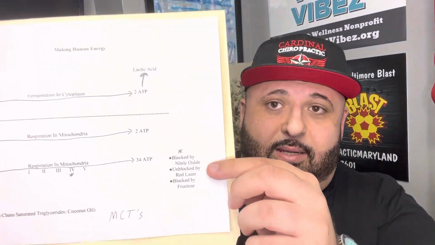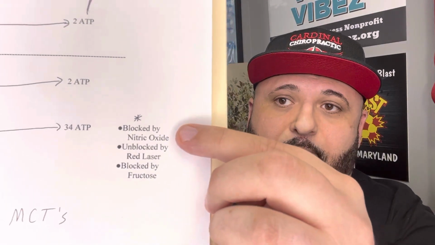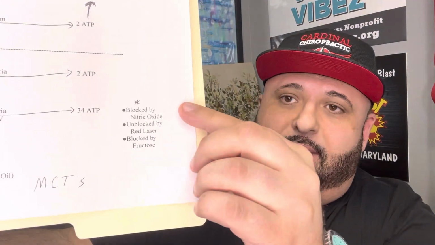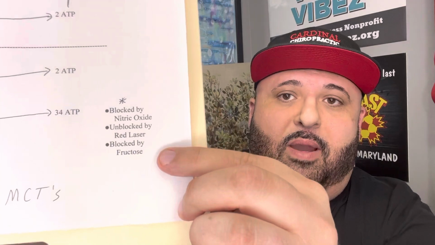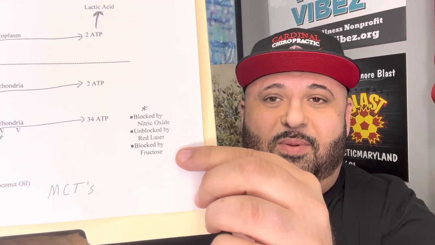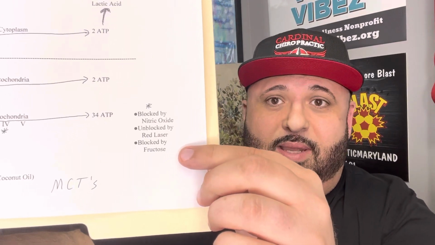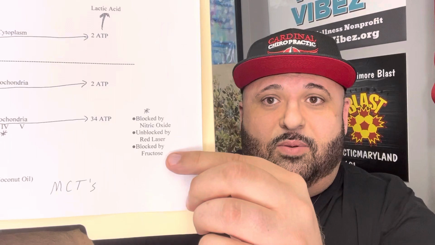Sometimes it's blocked. Let's go over these here. It's blocked by nitric oxide. It's also blocked by fructose. Fructose is the evil twin of glucose. You've got to be careful with fructose. It's in a lot of foods and sodas out there. They also call it high fructose corn syrup.